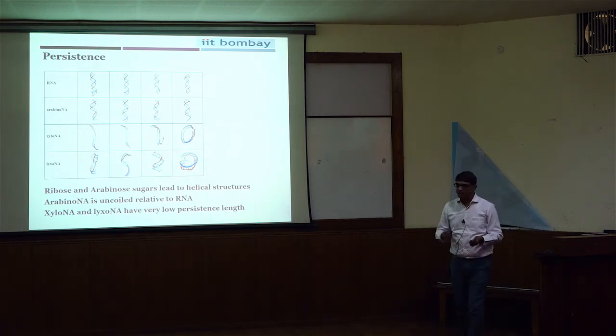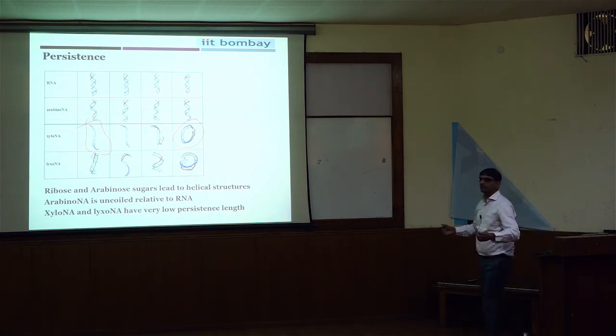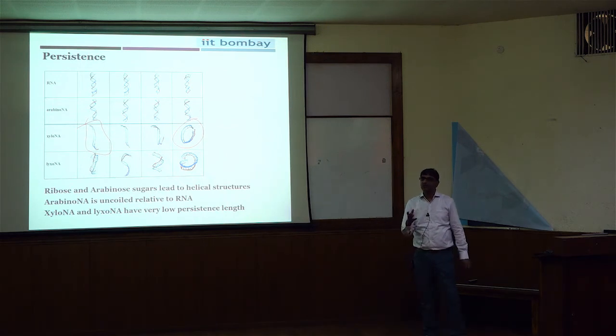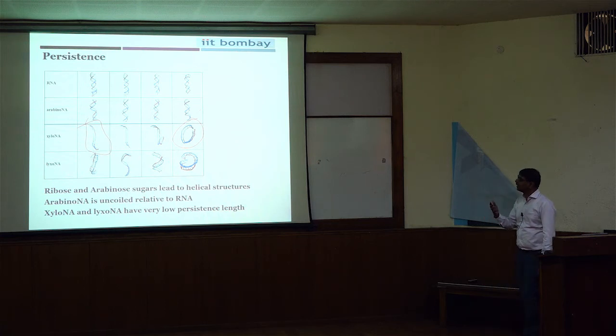You can see that in the first case it is almost like a straight ladder, while in the other case you have almost a plasmid-like DNA kind of structure. So they are sampling structures that are structurally very different, which means there is no persistence length available with the lexose and xylose sugars.